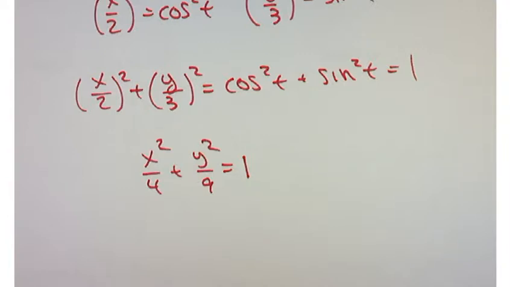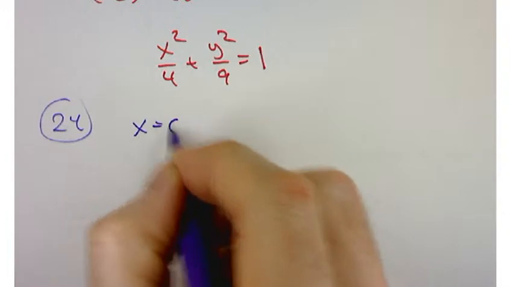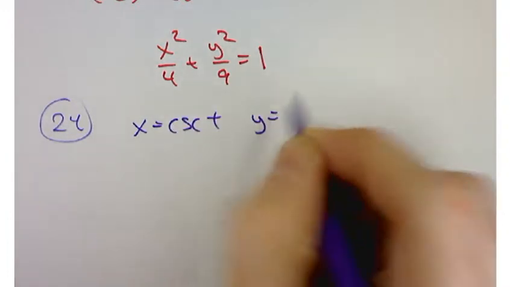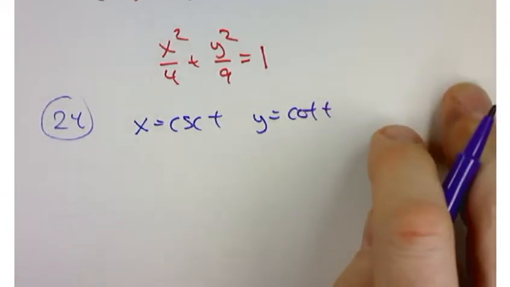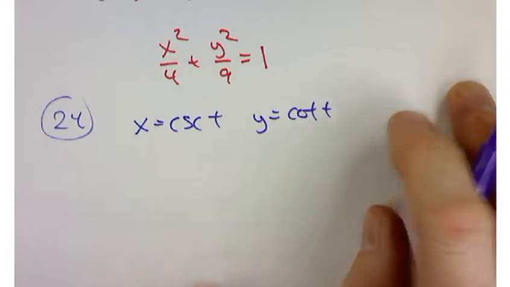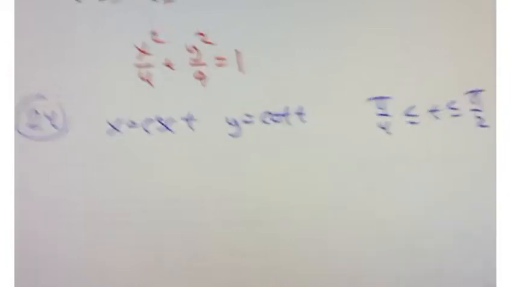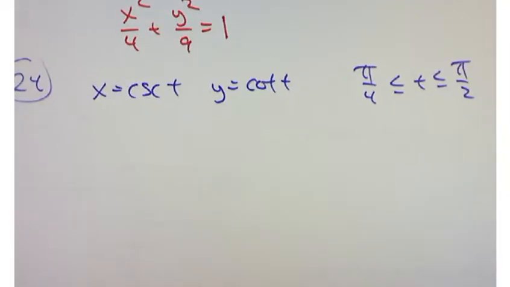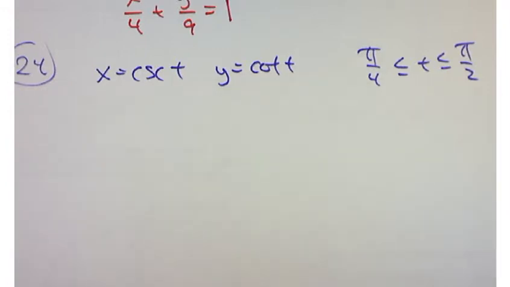Let's take a look at problem number 24. x equals cosecant of t, y equals cotangent of t, and we're going to go between pi over 4 and pi over 2 for t. I might cut over to decimals to graph this one, just because it's not going to be that pretty. Might be nice to look at the full graph. But in any case, wow, eliminating t is going to require a little bit more thought in this one.